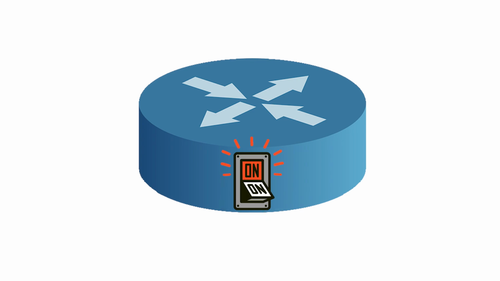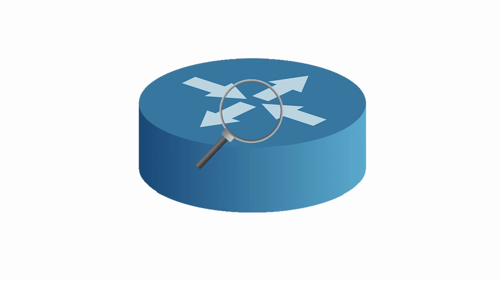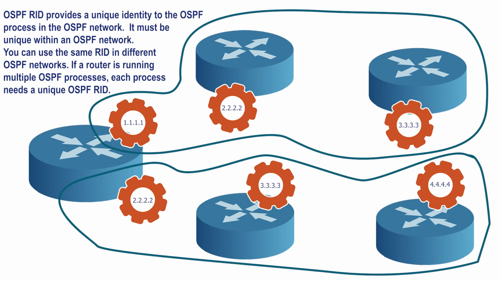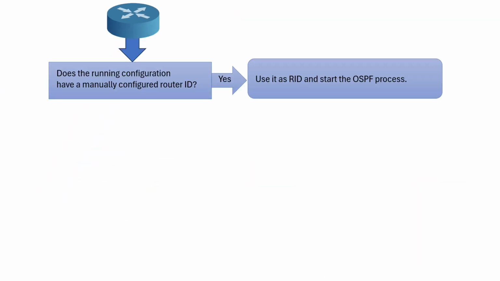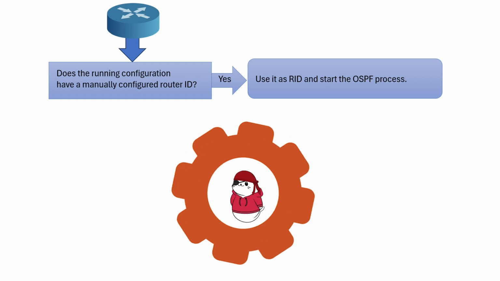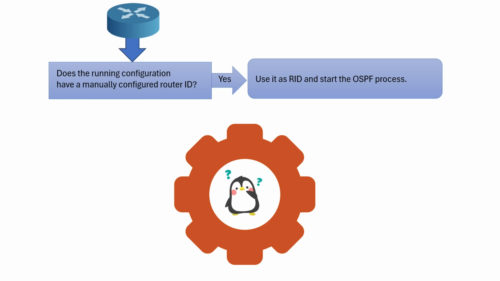When you start an OSPF running router or enable an OSPF process, it checks for the existing router ID. Router ID is the unique identity of a router in the OSPF network. If a router ID is present, it initiates the OSPF process. If not, it first selects the router ID and then uses it to start the OSPF process. If it fails to pick a router ID, it does not begin the OSPF process.